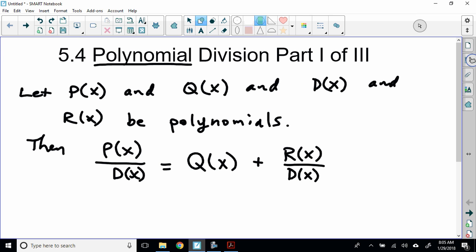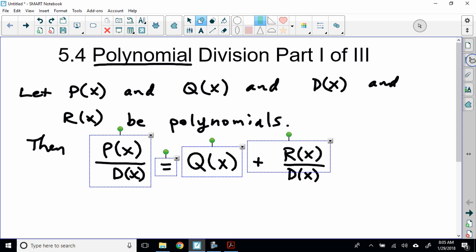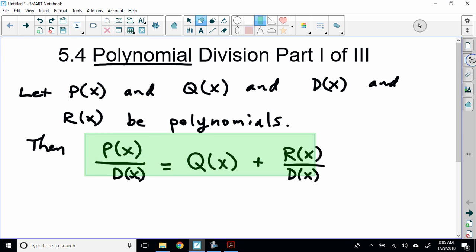So this is the thing that we're going to be doing with polynomials. We're going to take a polynomial and divide it by another polynomial. The answer is going to be the quotient. If there's a remainder, we have to add it, and it's going to be a fraction, and the remainder will be in the numerator. The denominator will be the original divisor.